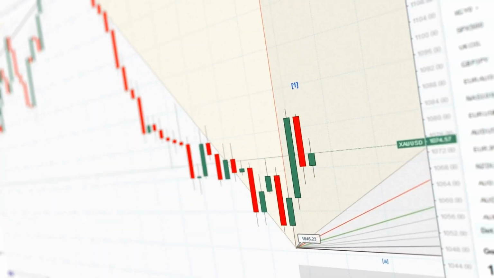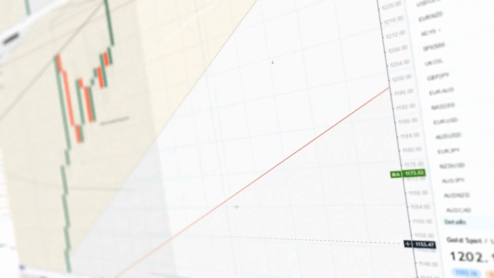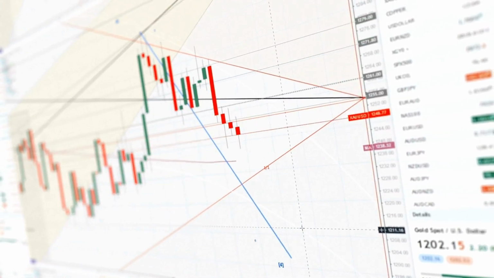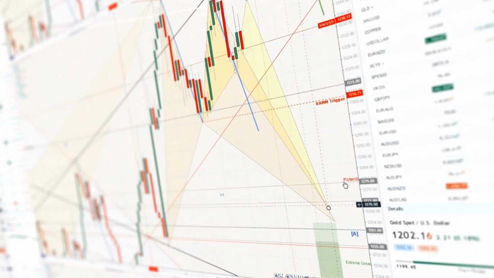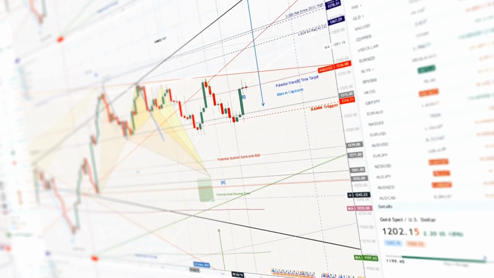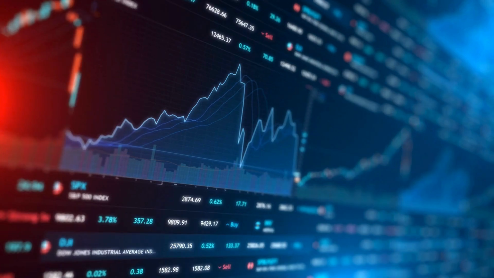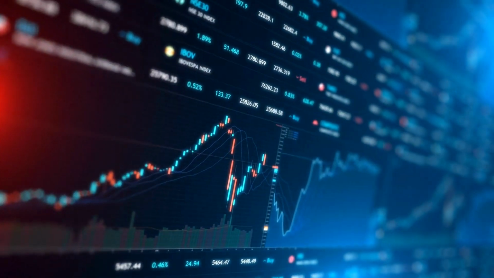Traders use confluence in many ways. One of the most common is combining technical analysis tools such as trend lines, Fibonacci retracements, moving averages, and support and resistance levels. Each tool offers a unique perspective, and when several align, the probability of the market moving in the expected direction is significantly higher.